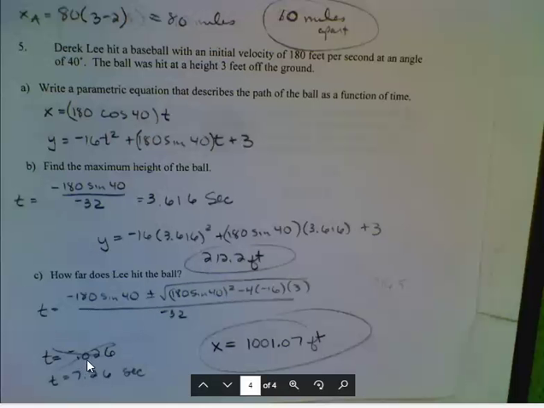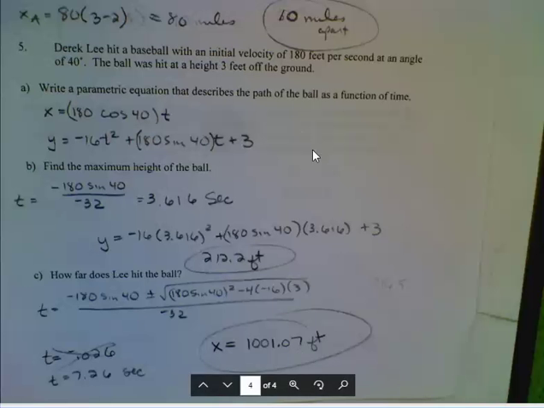I got 2 answers. It makes sense. One is negative because remember it started 3 feet above the ground. So if I were going to actually look at the parabola, there would be a negative time. So I ignore that, but write it down so I know that you have that number. You realize that that number doesn't make sense in our problem. The other number was t equals 7.26 seconds. One thing I didn't do here, I realized, is I did not put my work to get this answer. You should do that. So I should have written x equals 180 cosine 40 times 7.26. And I should have then gotten 1,001.07 feet.